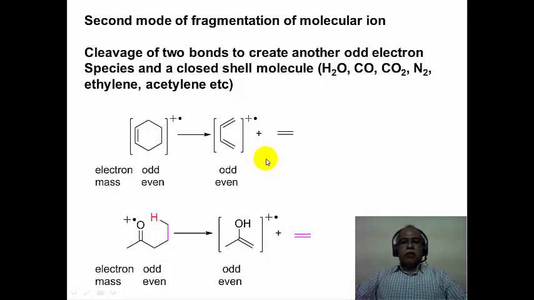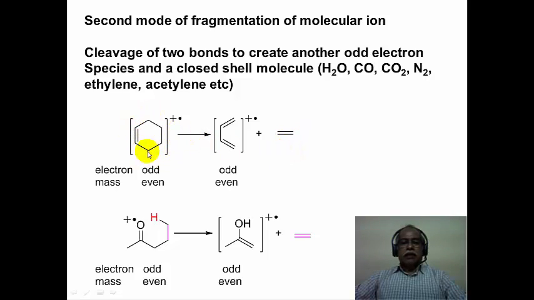The second mode of fragmentation of a molecular ion is to cleave two bonds. This typically happens when you have something like a retro Diels-Alder reaction taking place or a McLafferty rearrangement kind of a rearrangement that is taking place. In all of this process, a closed shell molecule such as water, carbon monoxide, carbon dioxide or nitrogen, ethylene, acetylene, these are simple molecules which are released during the course of the fragmentation.